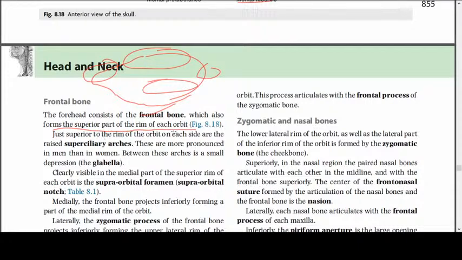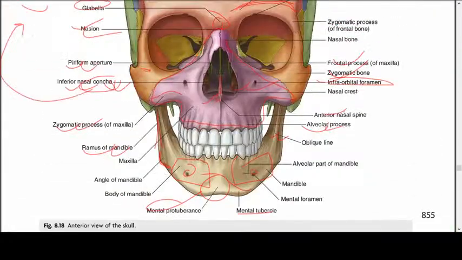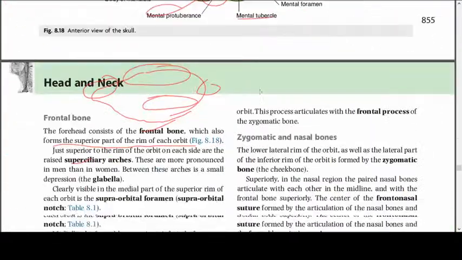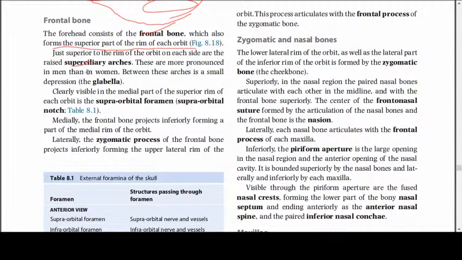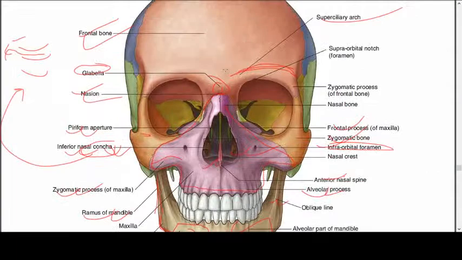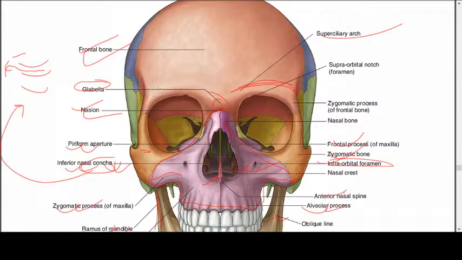Just superior to the rim of the orbit, on each side there are superciliary arches. These are more pronounced in men than in women. Between these arches is a small depression called the glabella. Sorry, I forgot to draw. This depression is called the glabella.